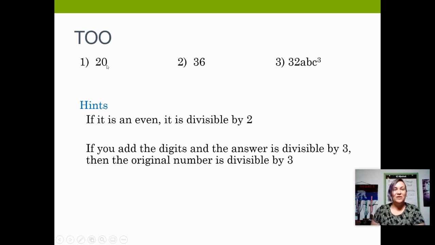2 plus 0 is 2. 2 is not divisible by 3. So 20 is not divisible by 3. For 36, 3 plus 6 is 9. 9 is divisible by 3. So 36 is divisible by 3, and also 2 because it's even. Let's check 32. 3 plus 2 is 5. 5 is not divisible by 3, so 32 is not divisible by 3.